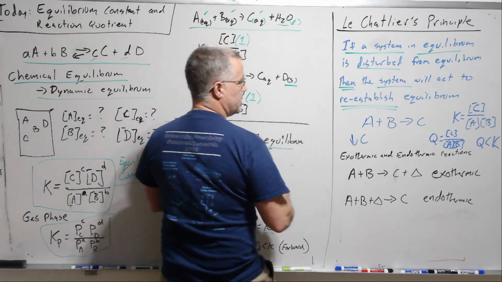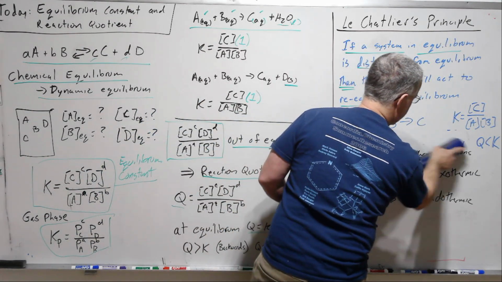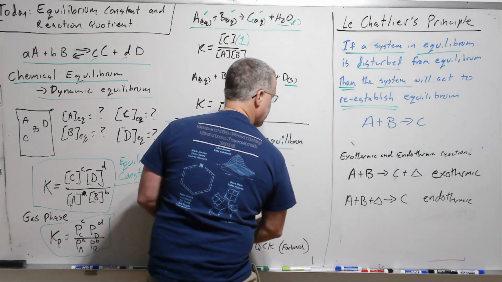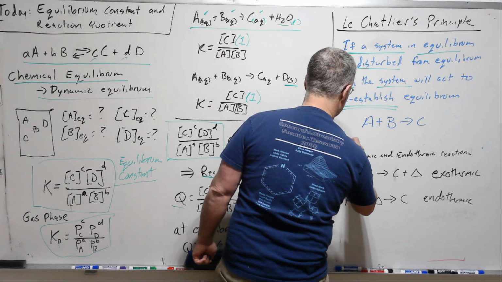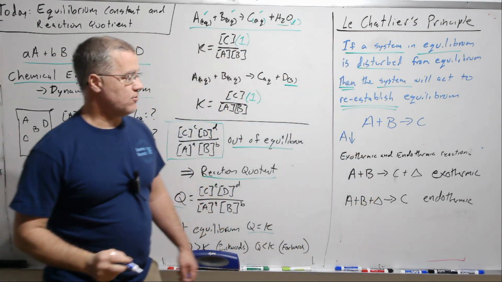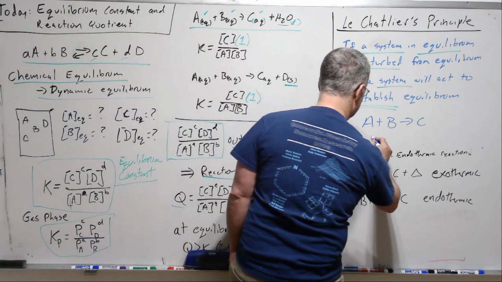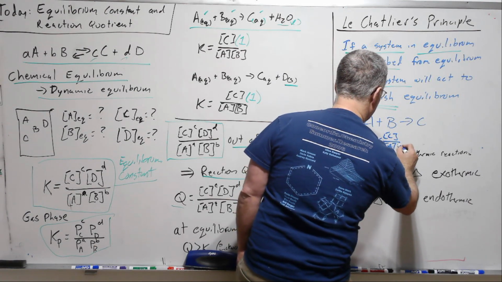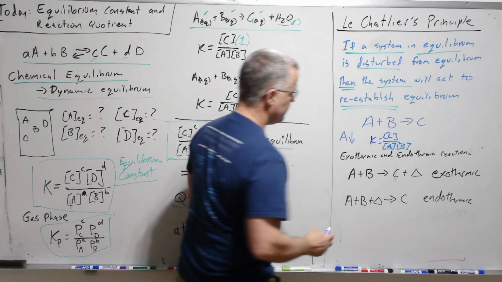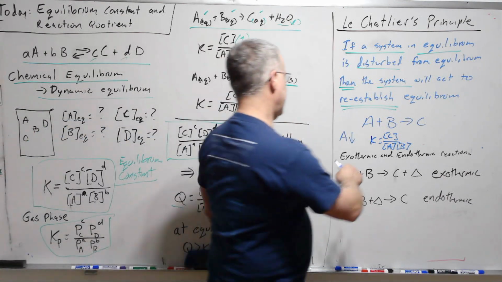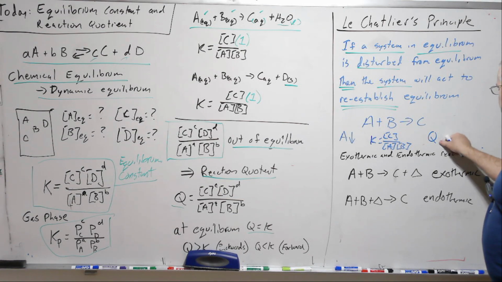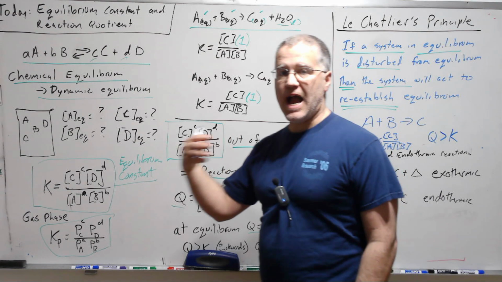Likewise, we could have, say, removed reactant. So let's take A down. Right, we're going to remove A. We're going to make A less. That means the new Q is going to be greater than K. And our reaction will go backwards.